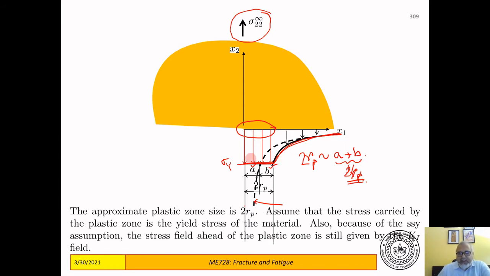So that was what was balancing it. Now what is balancing it is the area under this truncated curve, which is constant up to A plus B, and then varies according to 1 by square root r as x1 increases. So the area under this curve and the area under this curve must be the same because both of them balance the forces due to this remote load.